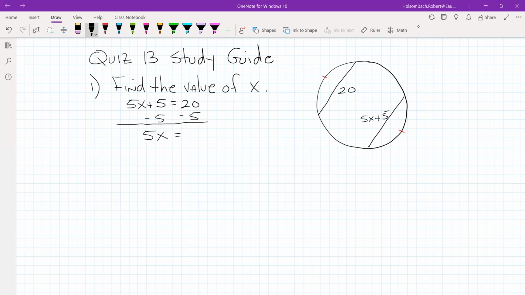And 5x equals 15. Divide both sides by 5. And we get an x that equals 3.